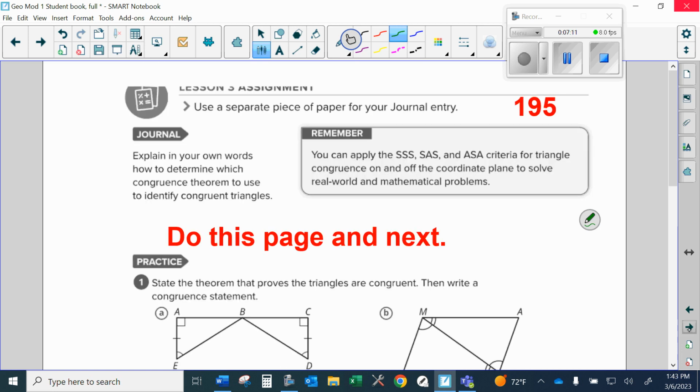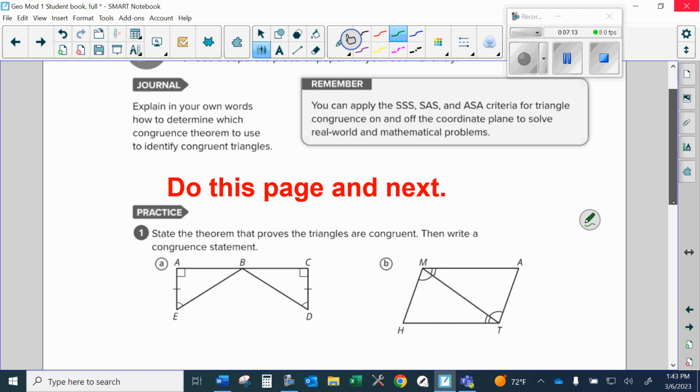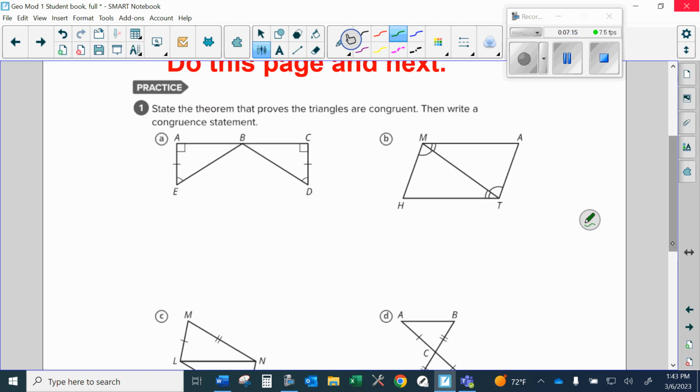Okay, do this page and the next. That'll end it here. State the theorem that proves the triangles are congruent, then write a congruent statement. So notice I have A, S, A. So I need their SAS. I'm sorry, ASA. We just wrote it down. That's why they're congruent.